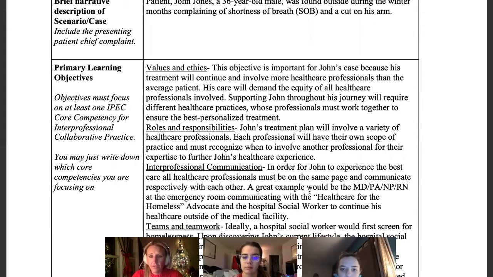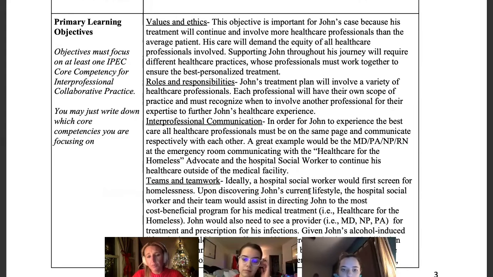John's treatment plan will involve a variety of healthcare professionals. Each professional will have their own scope of practice and must recognize when to involve another professional for their expertise to further John's healthcare experience. The next we chose was interprofessional communication. In order for John to experience the best care, all healthcare professionals must be on the same page and communicate respectfully with each other. A great example would be the MD, PA, and RN at the emergency room communicating with the healthcare for the homeless advocate and hospital social worker to continue his healthcare outside of the medical facility.